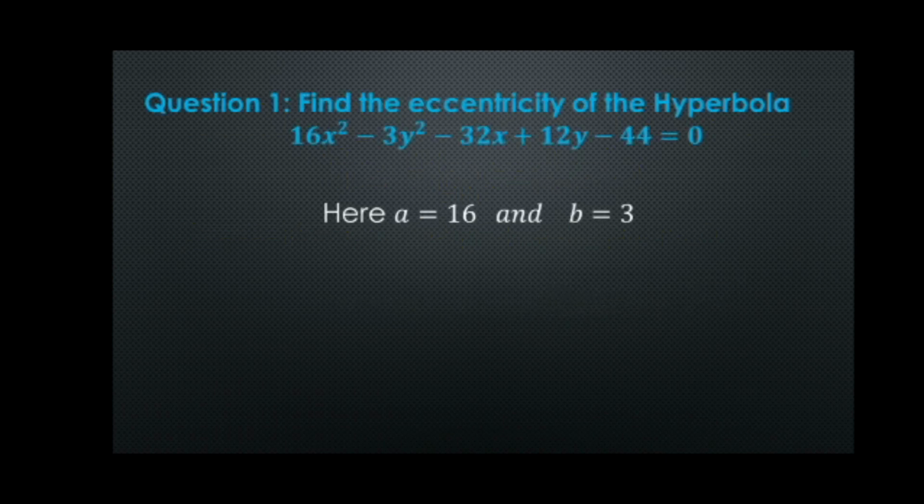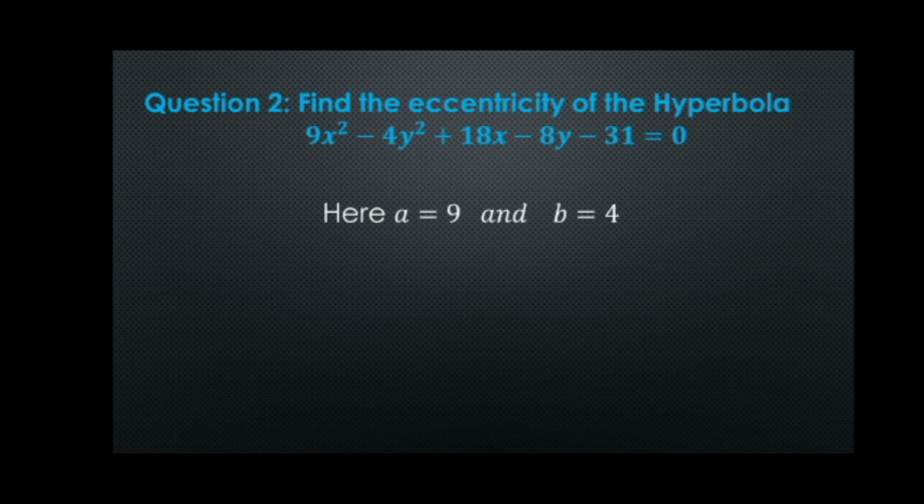For example, find the eccentricity of the hyperbola 16x square minus 3y square minus 32x plus 12y minus 44 equal to 0. Here a equal to 16 and b equal to 3. Eccentricity equals square root of 1 plus a by b, which is square root of 1 plus 16 divided by 3. It will be square root of 19 divided by 3. Moving on to the next question.